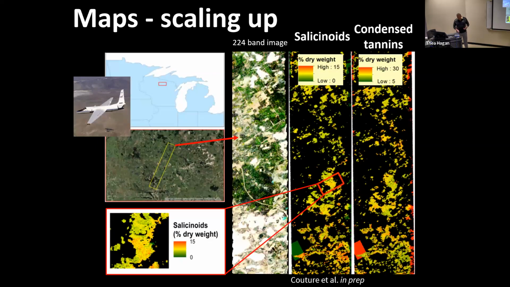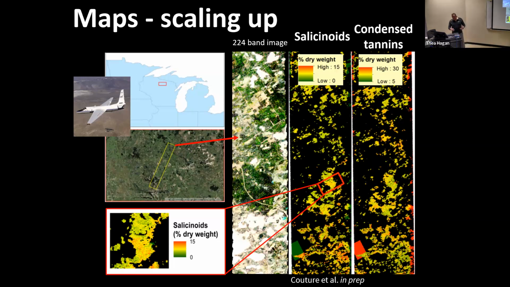So here's an example where we looked at all aspen stands in northern Wisconsin. And these two particular compounds are from the same shikimic acid pathway, so they're both implicated in resistance or tolerance to insect herbivory. Okay, so salicylates, think of aspirin. If you eat too much aspirin, you get an upset stomach. Condensed tannins are just like a polymer of 3 flavanol subunits stacked on top of each other. They do a bunch of different things.